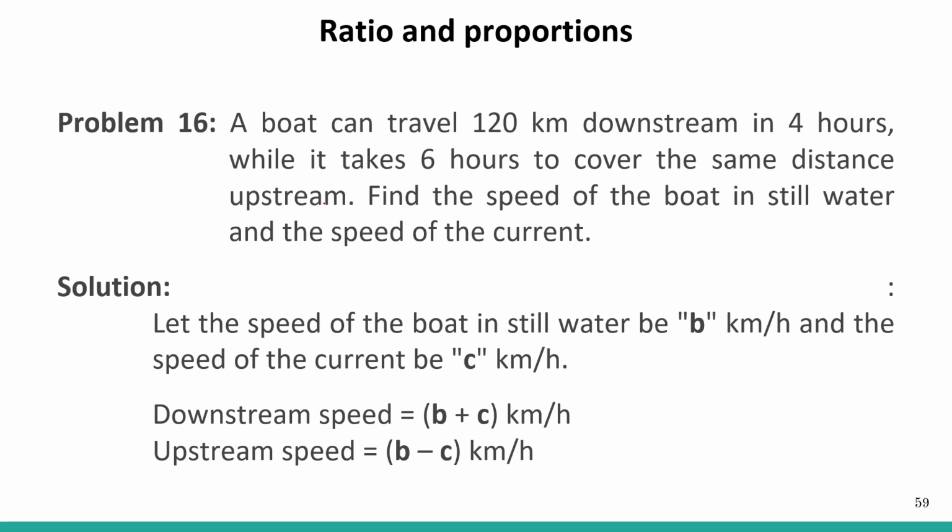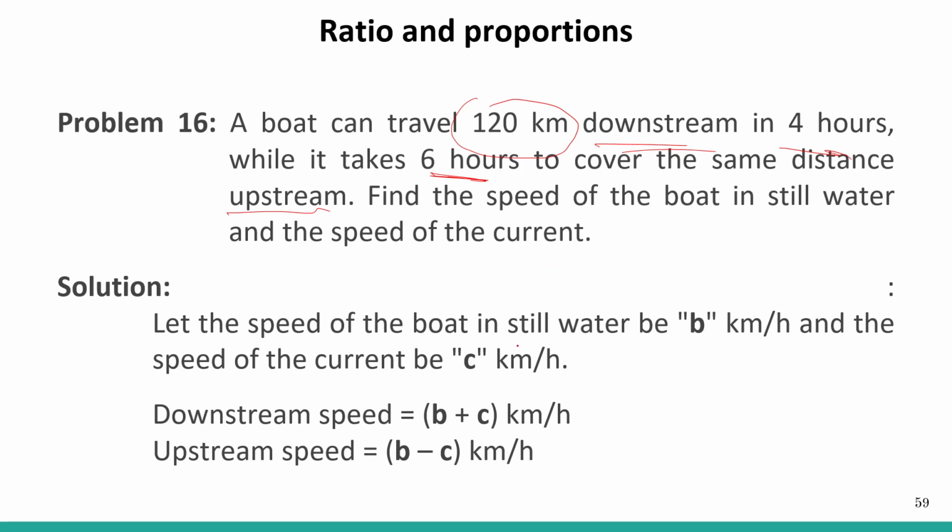Okay, so let's go to problem number 16. If a boat can travel 120 km downstream in 4 hours, while it takes 6 hours to cover the same distance upstream. The distance remains the same, but it goes upstream, that's why it takes 6 hours, because the water goes in the opposite direction. Find the speed of the boat in still water and the speed of the current.